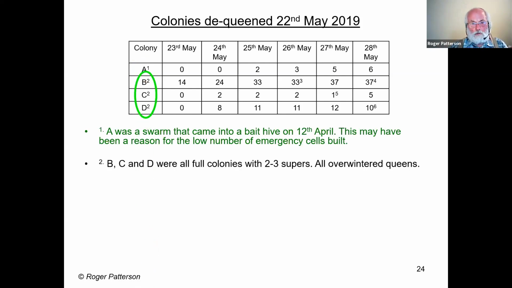Colonies B, C, and D were all very, very similar. All 4 colonies had 2 to 3 supers on, and they all had overwintered queens. So I would assume that the incoming swarm's queen was the previous year's queen or the one before that.